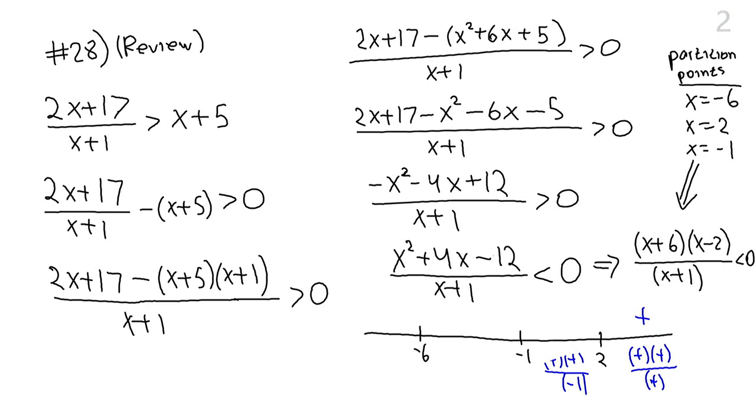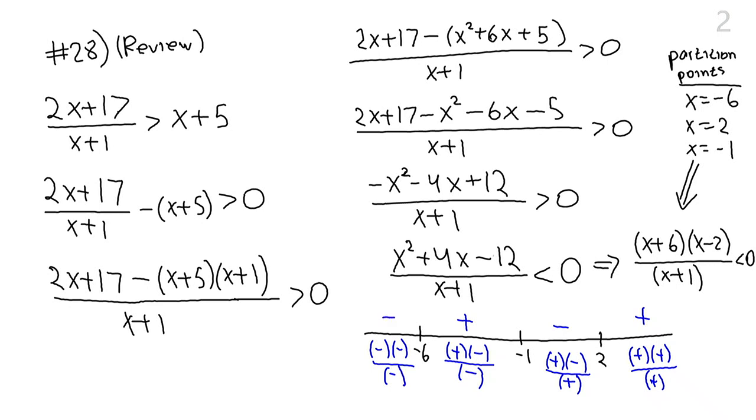So actually, it's going to be a positive times a negative divided by a positive. Nevertheless, it's still going to give us a negative. And from negative 6 to negative 1, we're going to get a positive times a negative divided by a negative, giving us a positive. And finally, we're going to have a negative times a negative divided by a negative, giving us a negative.